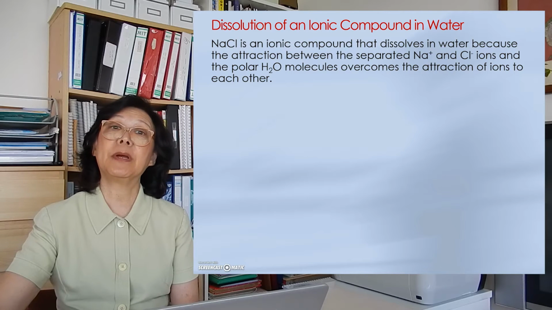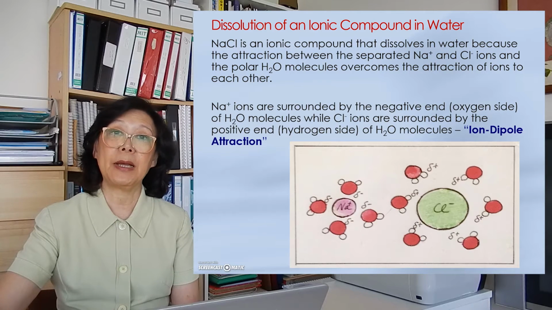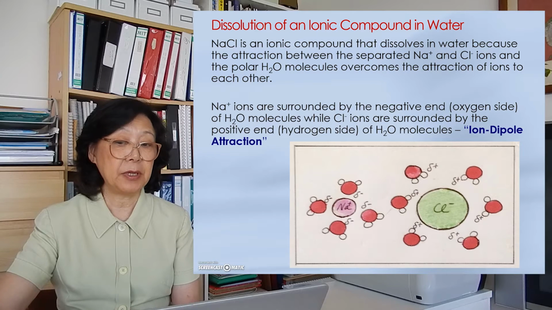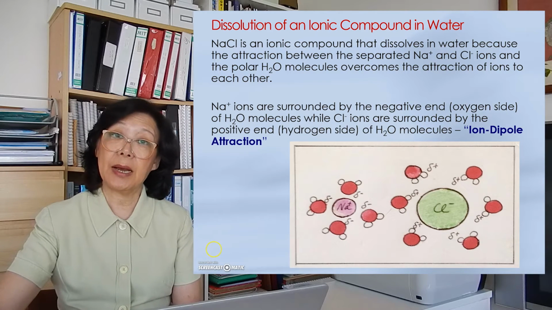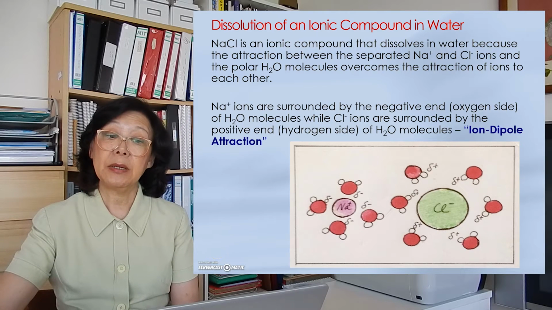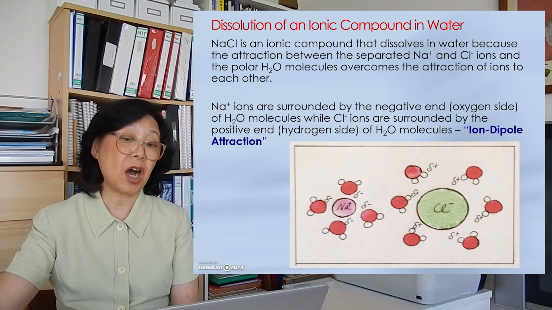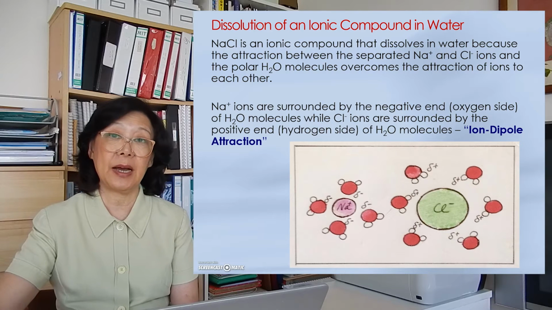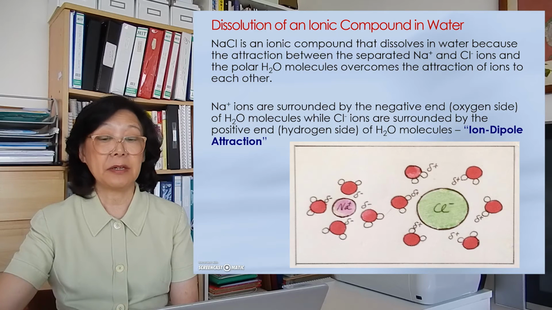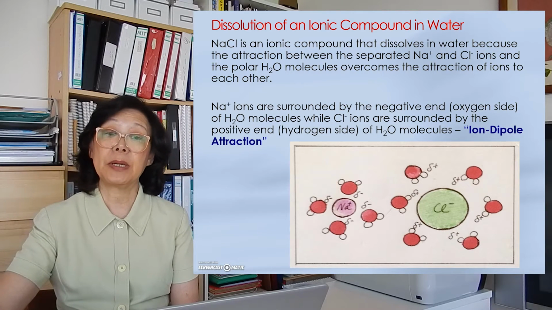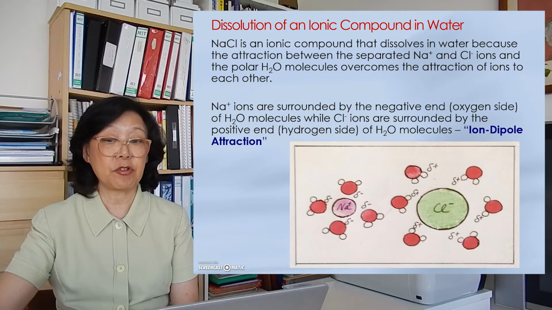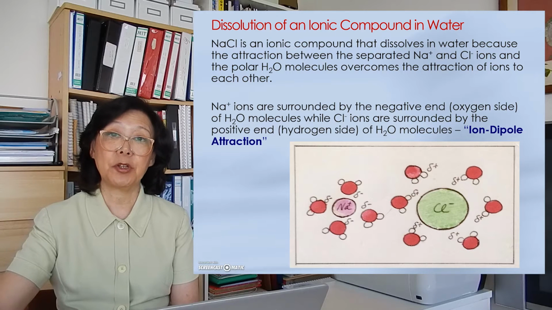Here's a diagram showing the dissolving of sodium chloride, the ionic compound, in water. In water, the ions will come apart. You can see the smaller cation, the sodium ion, is surrounded by polar water molecules with the oxygen end facing the cation. The oxygen is the negative side of water molecules, while the chloride ion, the anion, being negatively charged, is surrounded by the positive end of water molecules, the hydrogen end. This kind of attraction is called ion-dipole attraction.